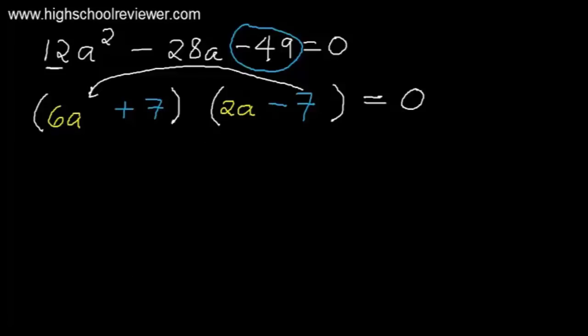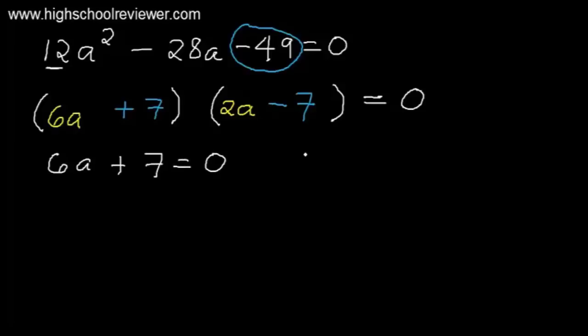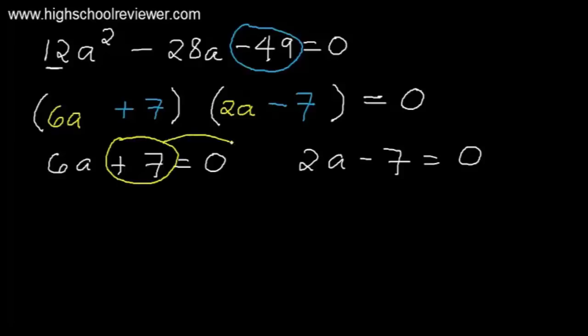we can now proceed to solving the values of a. Okay, let's erase this first. Now, to solve for the value of a, we have here 6a plus 7 equals to 0, and we have here 2a minus 7 equals to 0. So to solve for a, we need to transpose positive 7 to the other side. So positive 7, transpose that to the other side. So transposing, what will be left on the left side will be positive 6a.